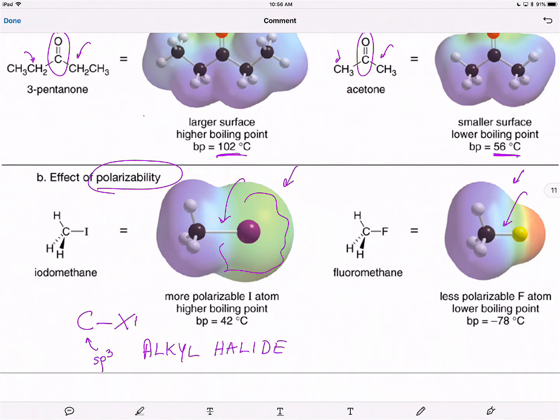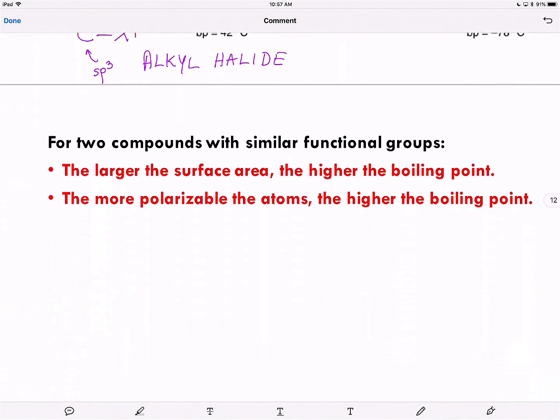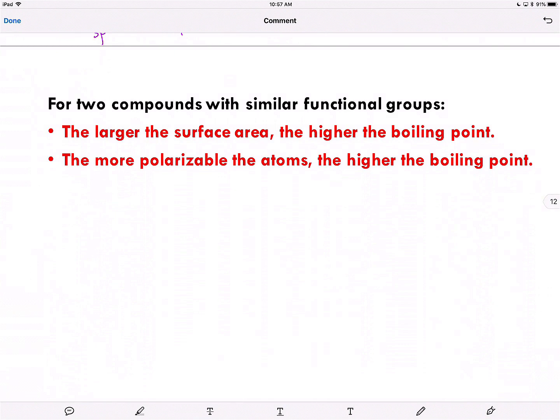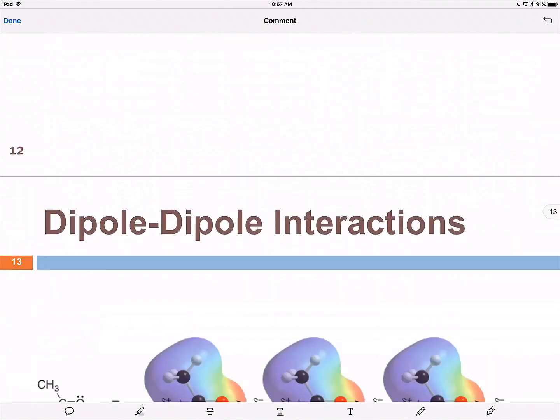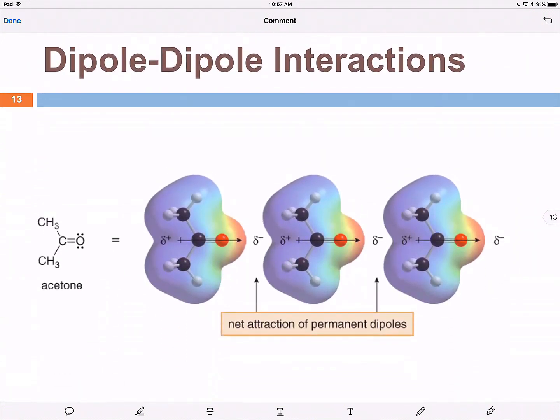So polarizability is a size effect. The larger the size of the atom, the more the spreading of the charge, the more polarizable that particular atom is. In this context, the more polarizable, the greater the surface area, the greater the van der Waals force. That's how we are explaining what we observe. So the larger the surface area, the higher the boiling point. Same with the melting point. More polarizable, higher the melting and boiling points. So that completes the van der Waals discussion.